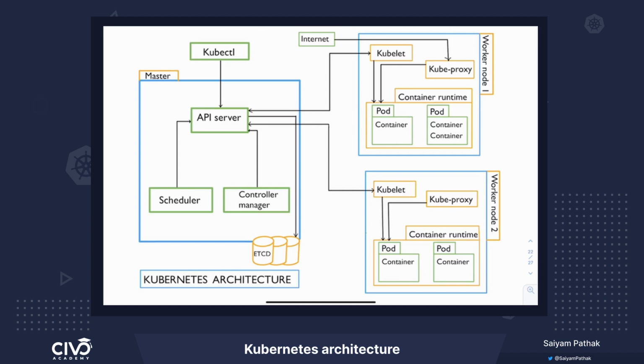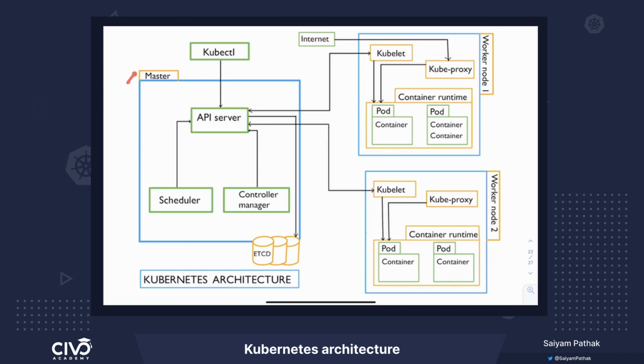There are a lot of components running in both the master node and the worker node. So Kubernetes has a concept of a master node and a worker node. Now, these are either bare metal machines or VMs on any cloud instance. So let's discuss the components first, and then we'll see how they all connect together.